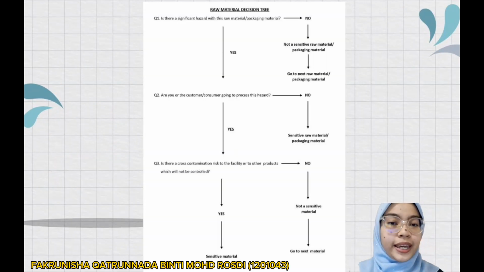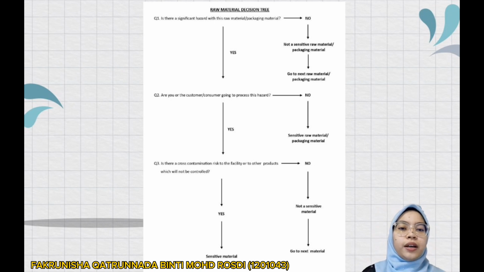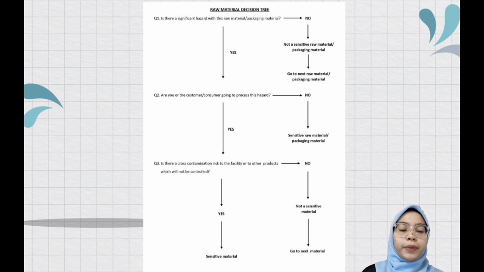The next part is the HACCP decision tree that will be used for the raw material or the packaging material. Based on this decision tree, this is how it looks. There will be 3 questions, which will be divided into 2 paths for the yes option or the no option.